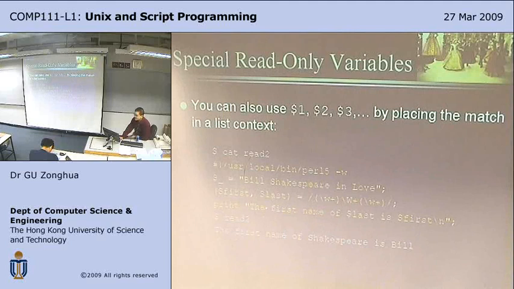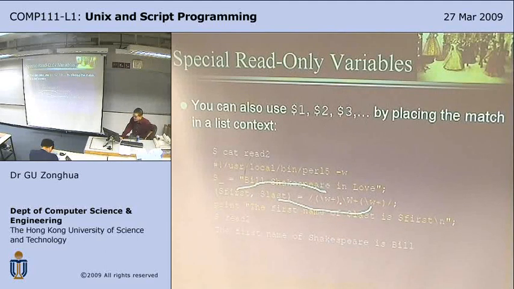You can also explicitly store these things in a list of variables. So this says match a word, store the first match in the variable first, second match in the variable last. So the variable first will store Bill, and the variable last will store Shakespeare.